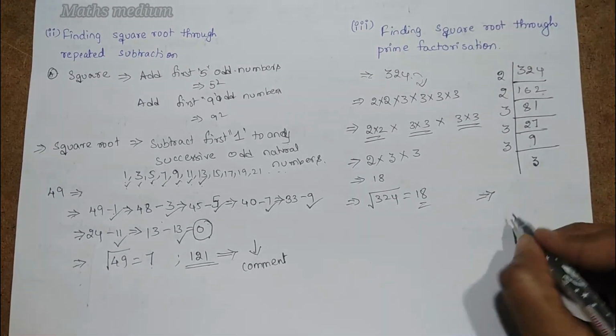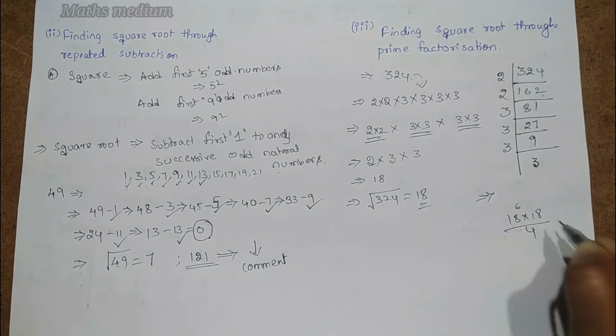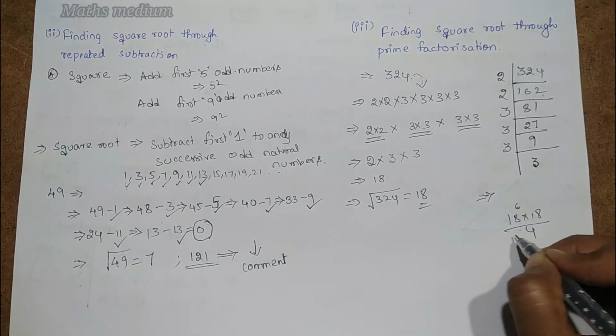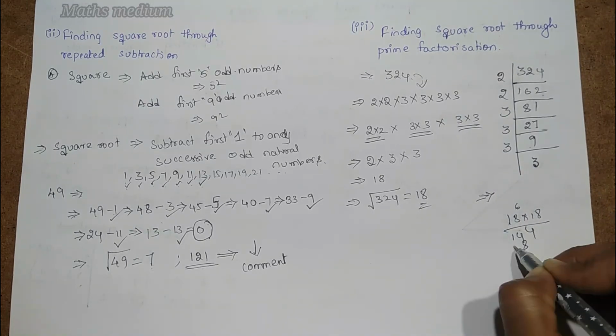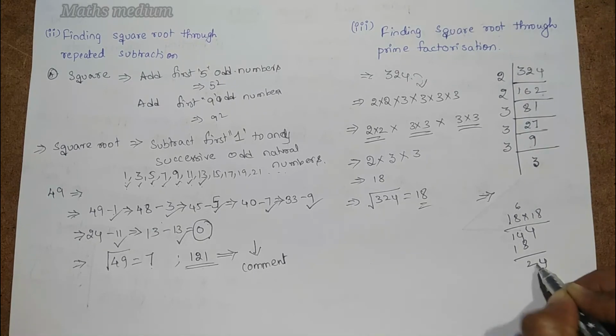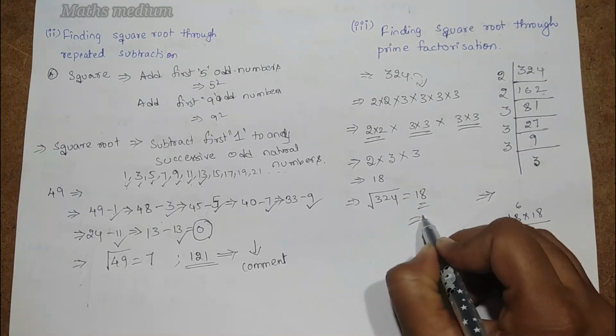If you want to confirm this, 18 into 18, 8 8s are 64, 8 1s are 8 plus 6, 14. 1 8s are 8, 1 1s are 1, 4, 12, 3. 324 is the correct answer for this. Yes, we are absolutely correct.